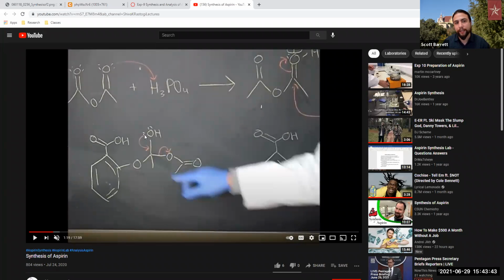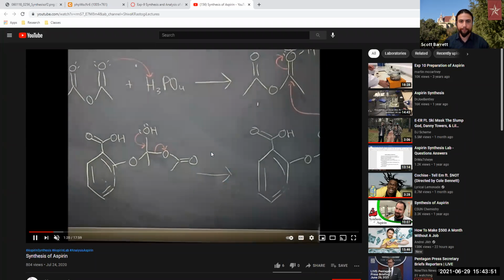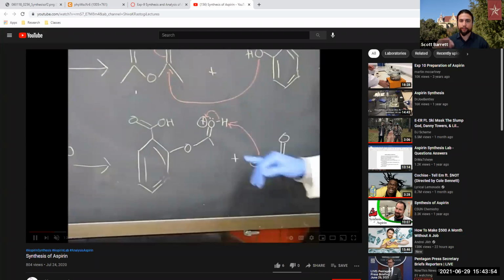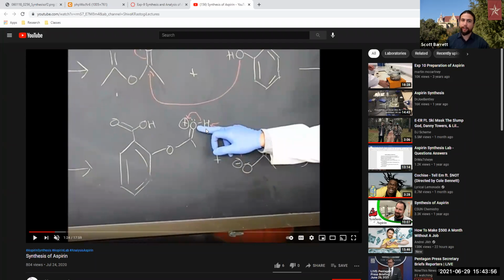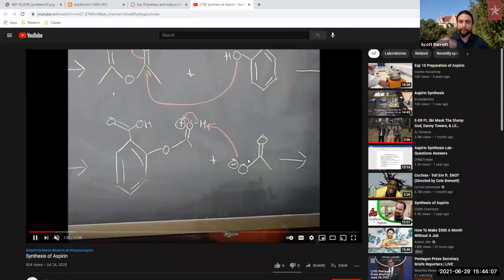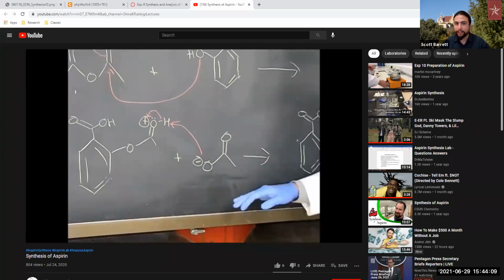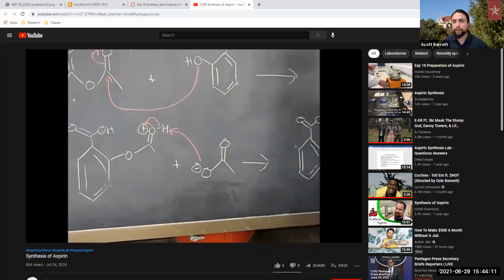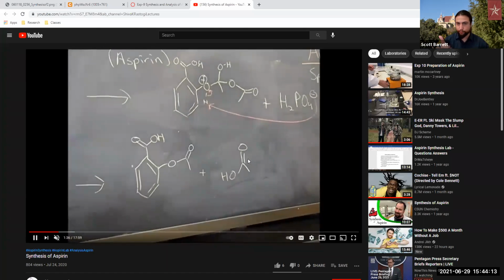So what happens is that the electrons will move down to recreate the double bond, and then acetic acid can actually leave on its own because it's a very stable leaving group. And so finally, you're left here with your extraneous proton on your carbonyl oxygen. So then the acetate ion will go forward to take that proton from your carbonyl oxygen, and then finally leave you with your acetylsalicylic acid and your byproduct of acetic acid, which would be here.